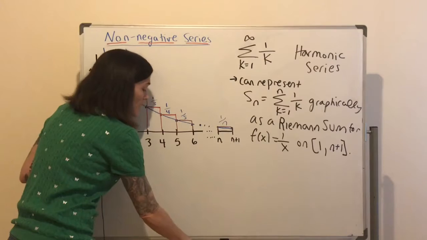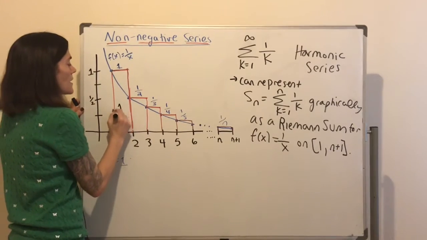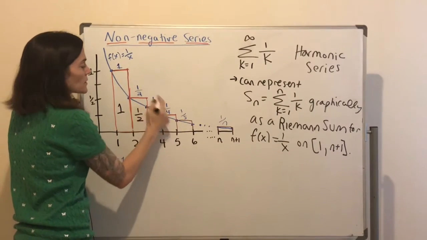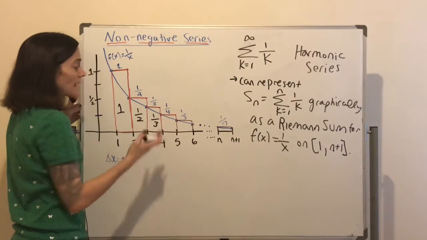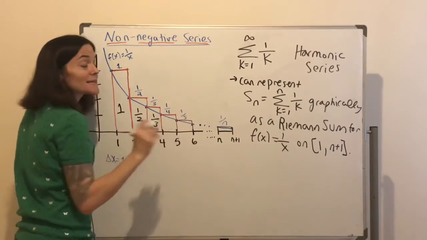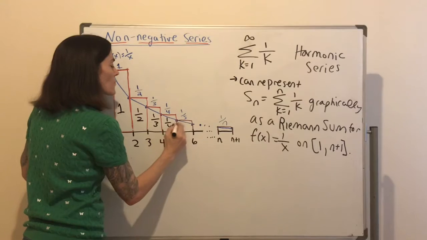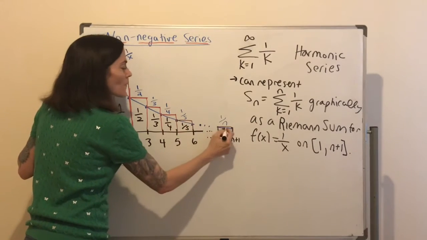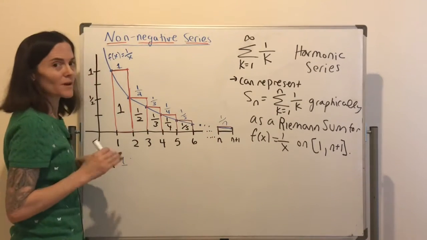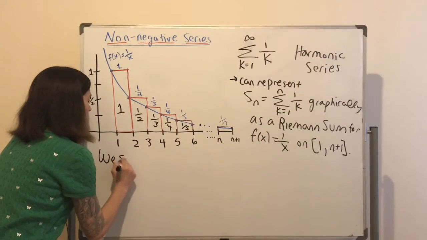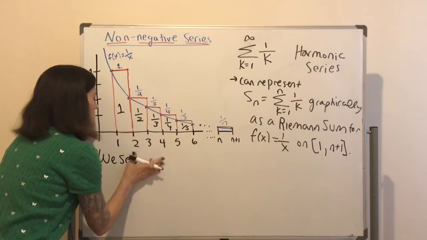So each area, this area is 1. This area is 1/2. I look like I'm writing the function value, but I really am because my delta x is 1. This area is 1/4. This area is 1/5, all the way out to this one, which is little. It's 1 over n.